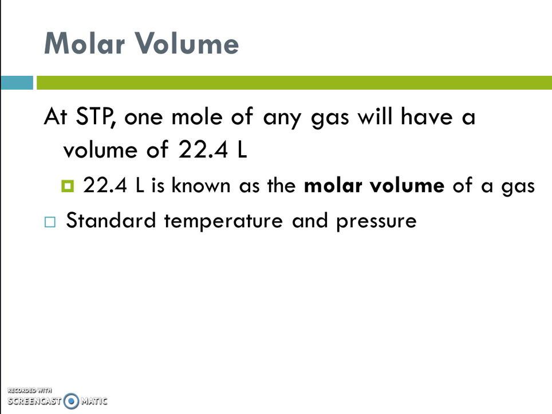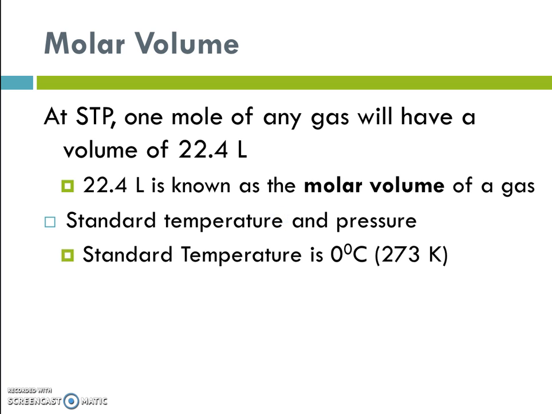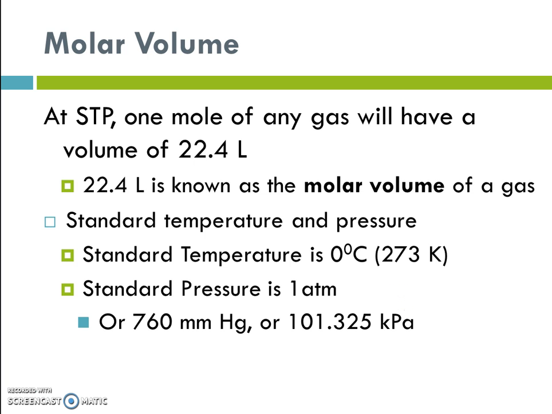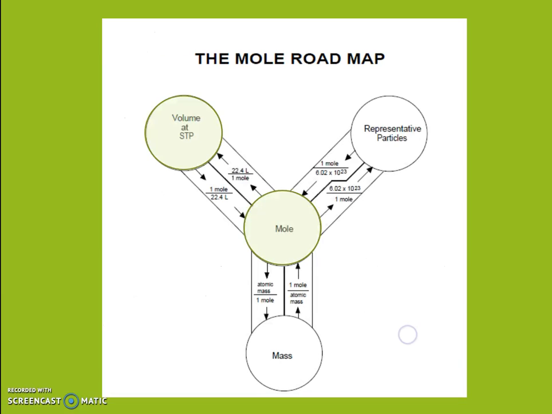STP is referring to standard temperature and pressure. So what are those? Standard temperature corresponds to 0 degrees C or 273 Kelvin. And standard pressure is 1 atm, or if we're using our other units for pressure, 760 millimeters of mercury, which is the same as 760 torr, or 101.325 kilopascals. And remember that the kilopascal is the SI unit for pressure.